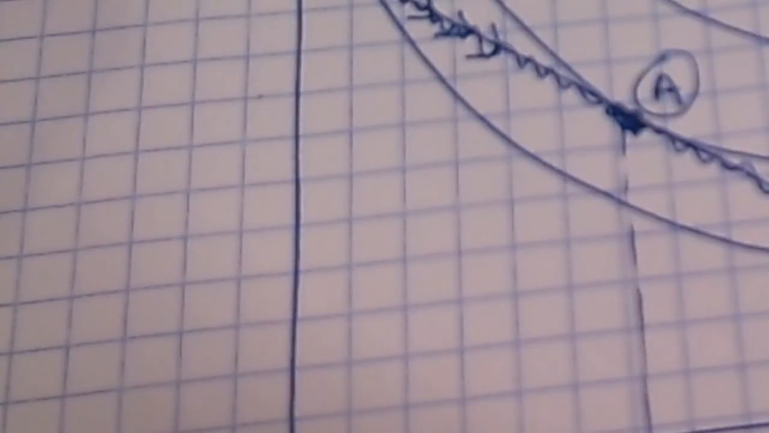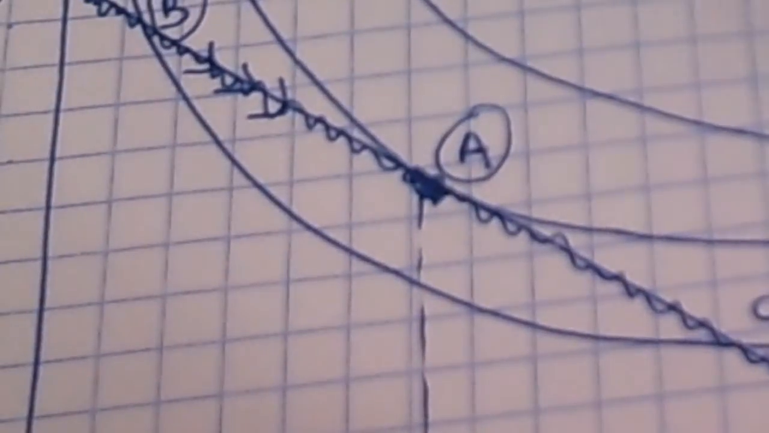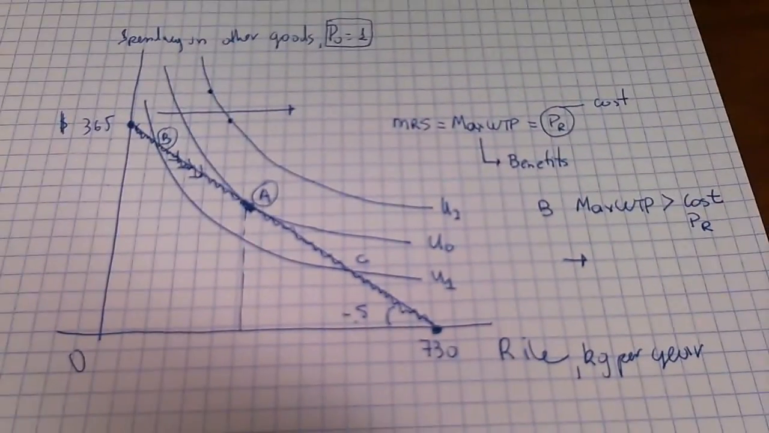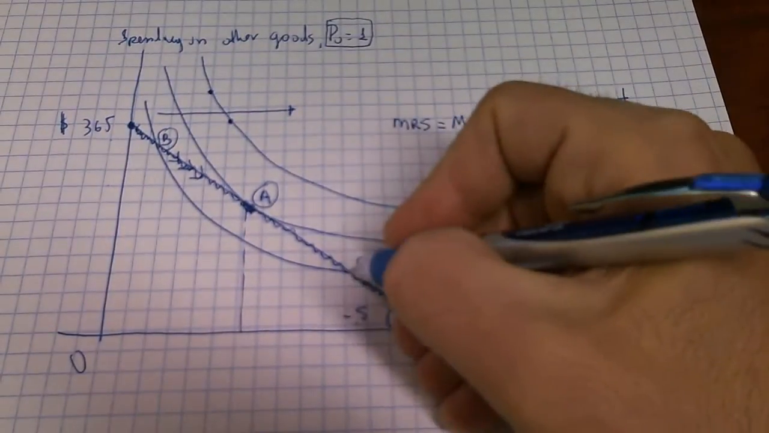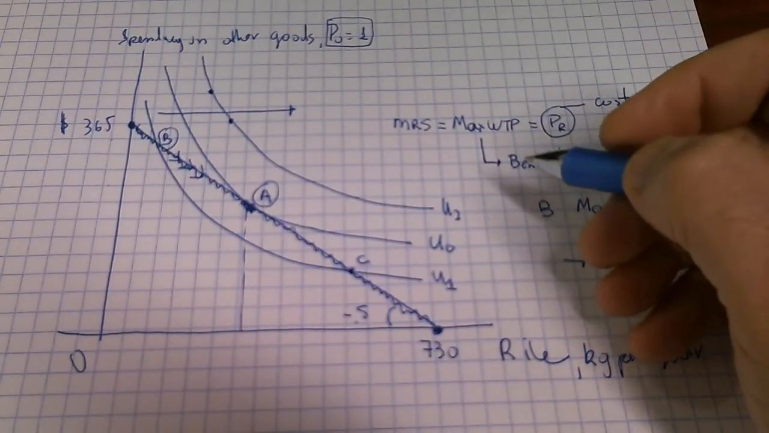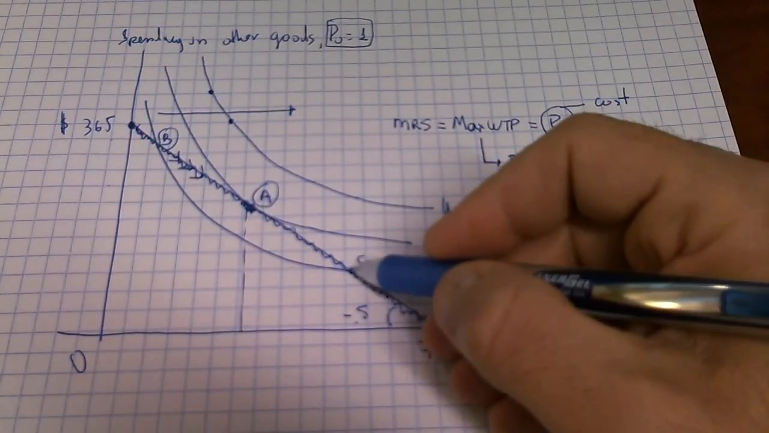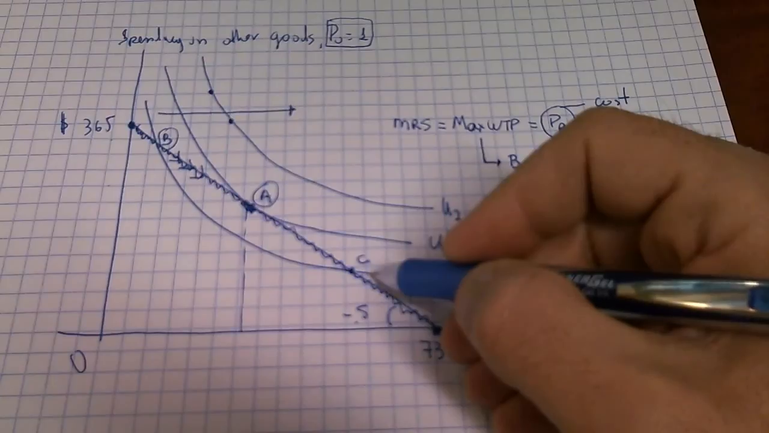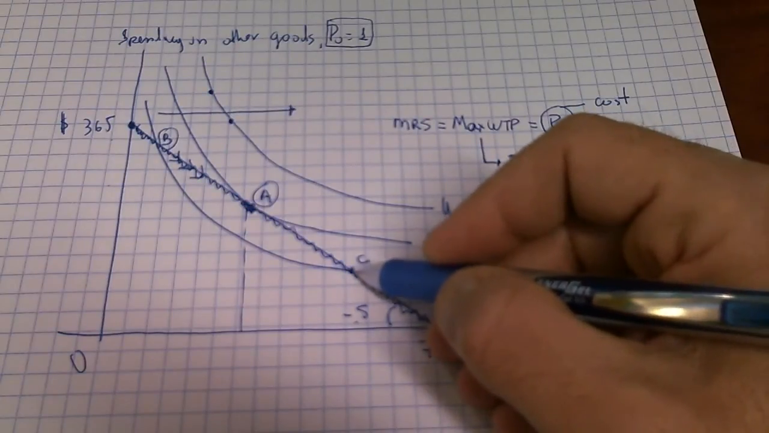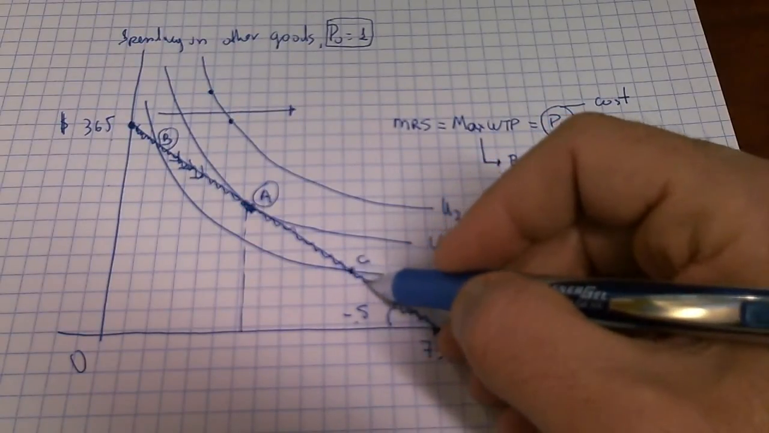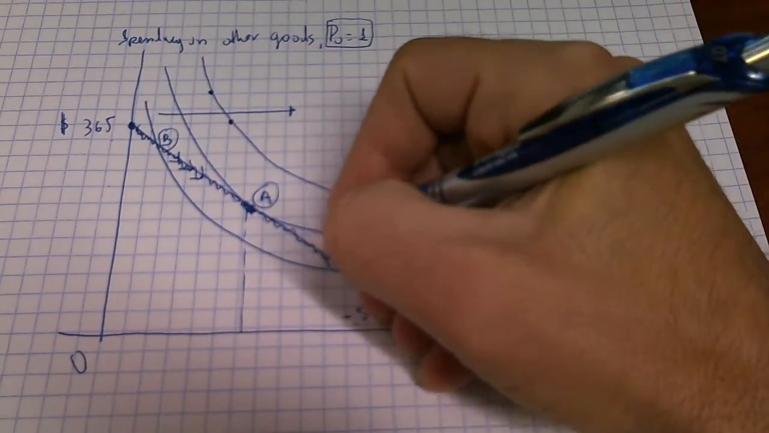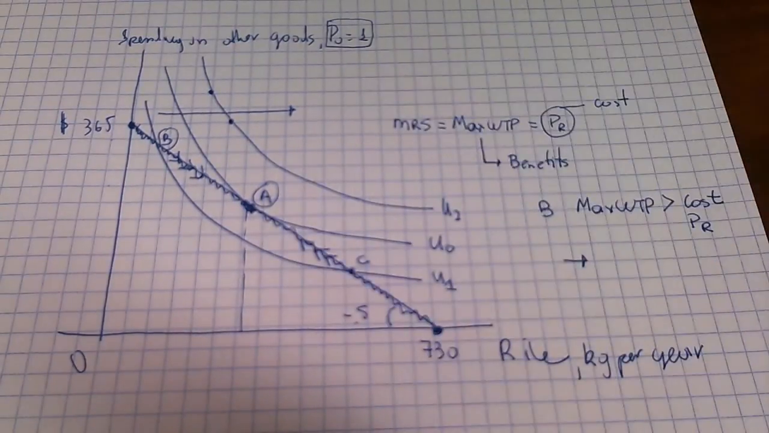If you look at point C, if the consumer was at C, then for a little bit of extra rice he's not willing to pay a lot, and it costs him a lot more if he buys it. Therefore he's going to move in this direction, and as he moves this direction, his utility rises.